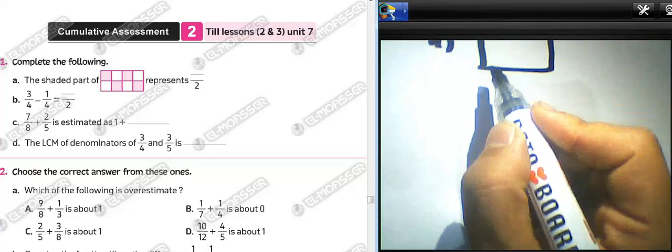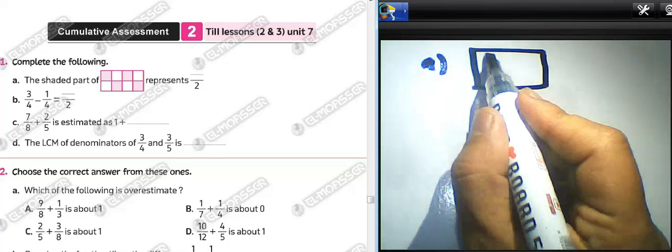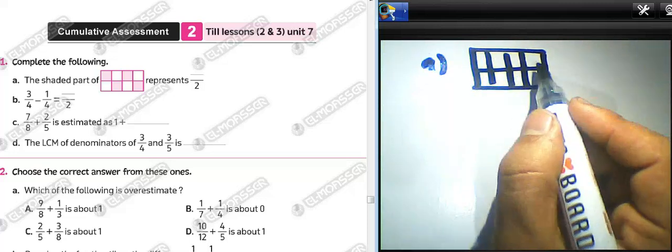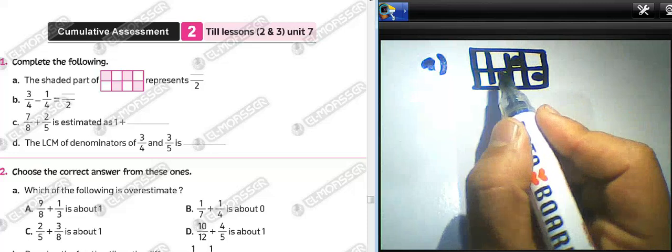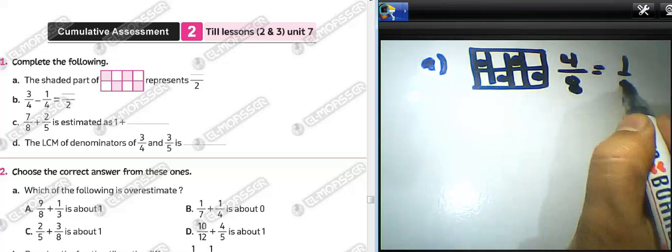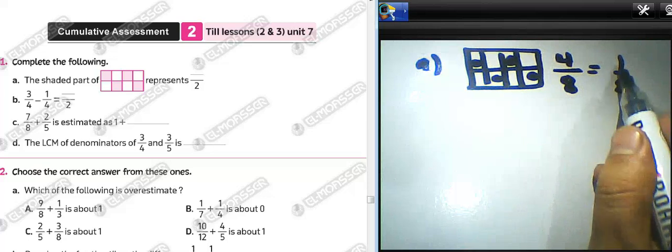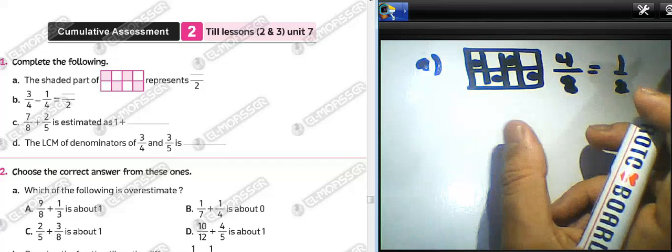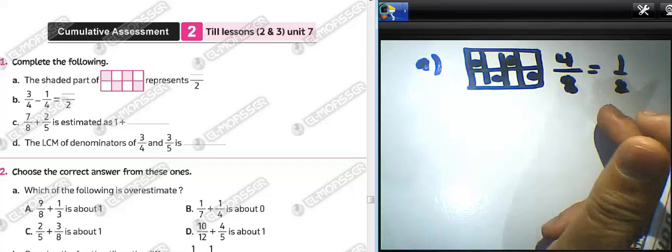Part here, letter A, we have a rectangle and he divided the rectangle into 4 parts. And then he colored this part 1, 2, 3, and 4. 4 over 8, it will be 1 over 2. So we must write 1 over 2. The shaded part of this shape will be 1 over 2.